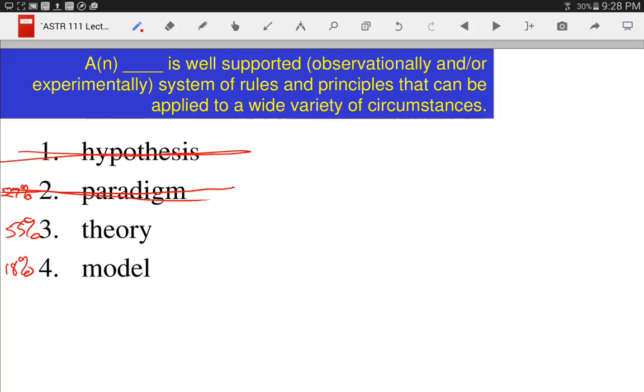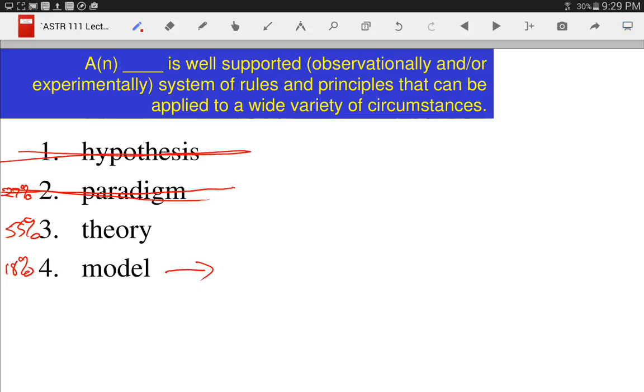A hypothesis, what is it? Okay. It's an educated guess, and we had here that it's been well supported. So clearly it's not a hypothesis. And I'm glad everybody understood that, the educated guess versus well supported. So that only leaves these two as options. And I'll go to the incorrect one.